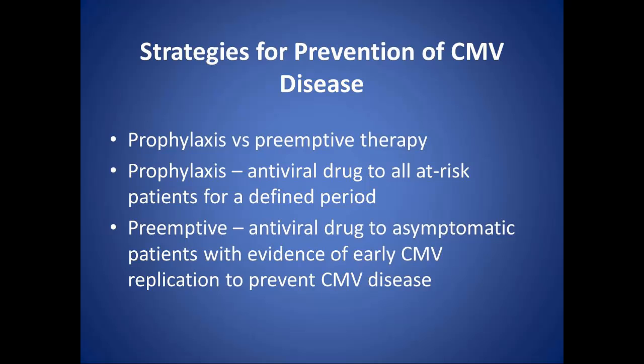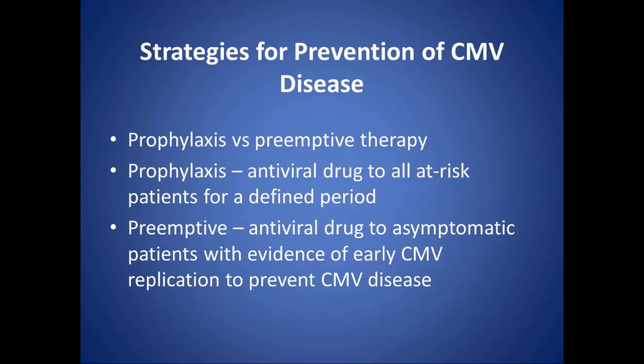So how do you prevent CMV disease? Our main thing that we want to do in transplant patients is to prevent the disease, because if they get it, of course, they can get very ill, especially if they have primary CMV. So there's a lot of information in the literature on how to prevent CMV disease. So there's really 2 strategies that can be used. You can use prophylaxis, or you can use preemptive therapy.